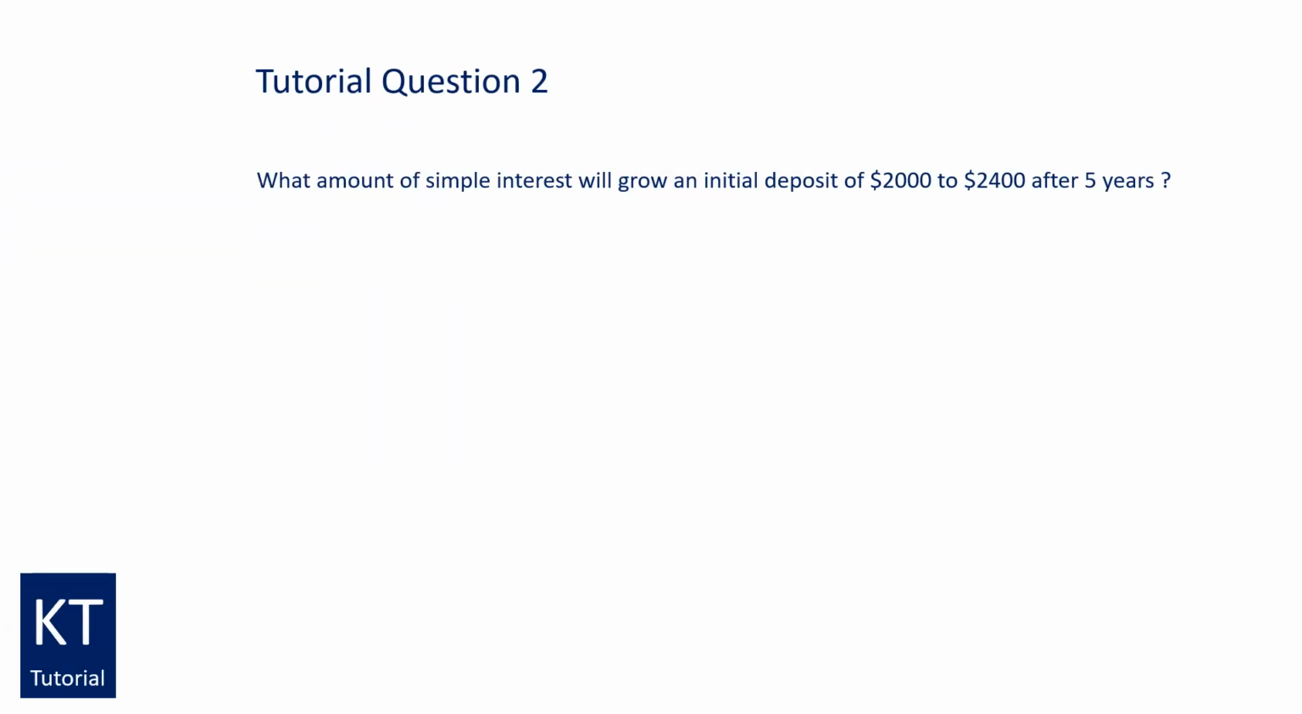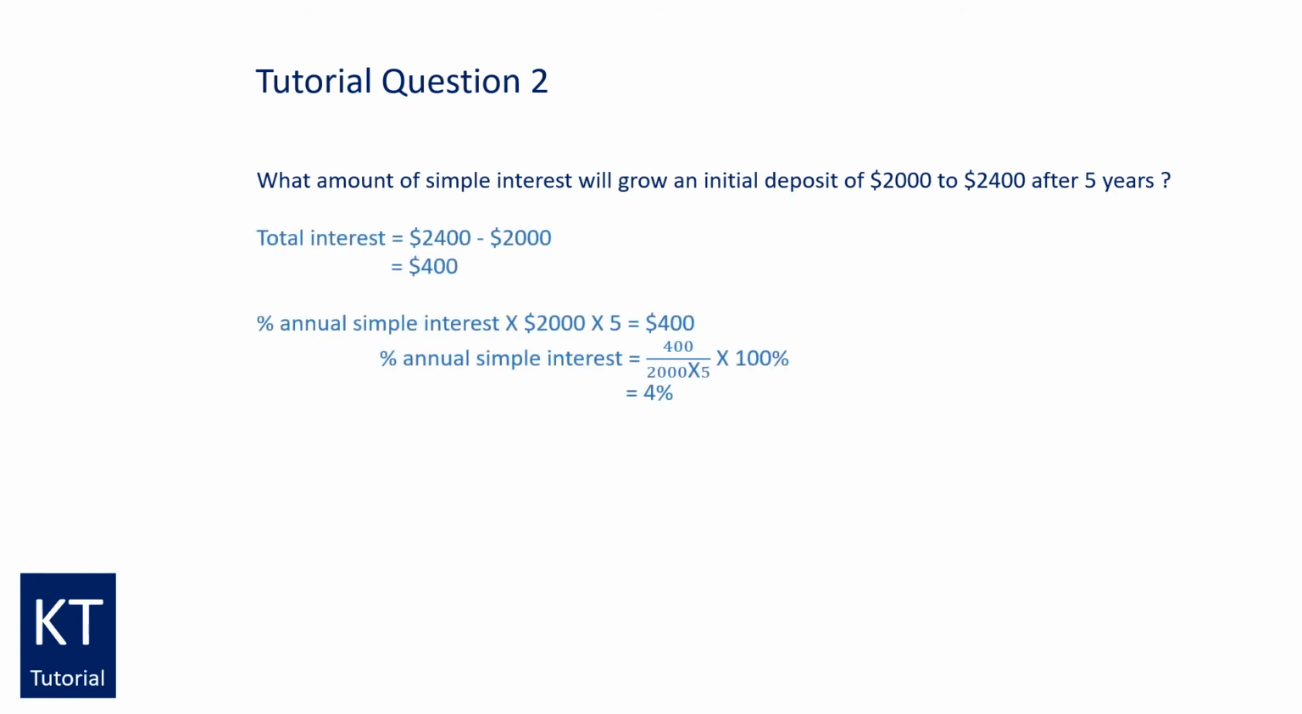Tutorial question 2. What amount of simple interest will grow an initial deposit of 2,000 to 2,400 after 5 years? From the question, we know that the total interest is the difference of the final amount against the initial amount, which comes to $400. Therefore, the percent annual simple interest times by 2,000 times by 5 should be equal to 400. With that, we could solve for the percent annual simple interest as 4%.